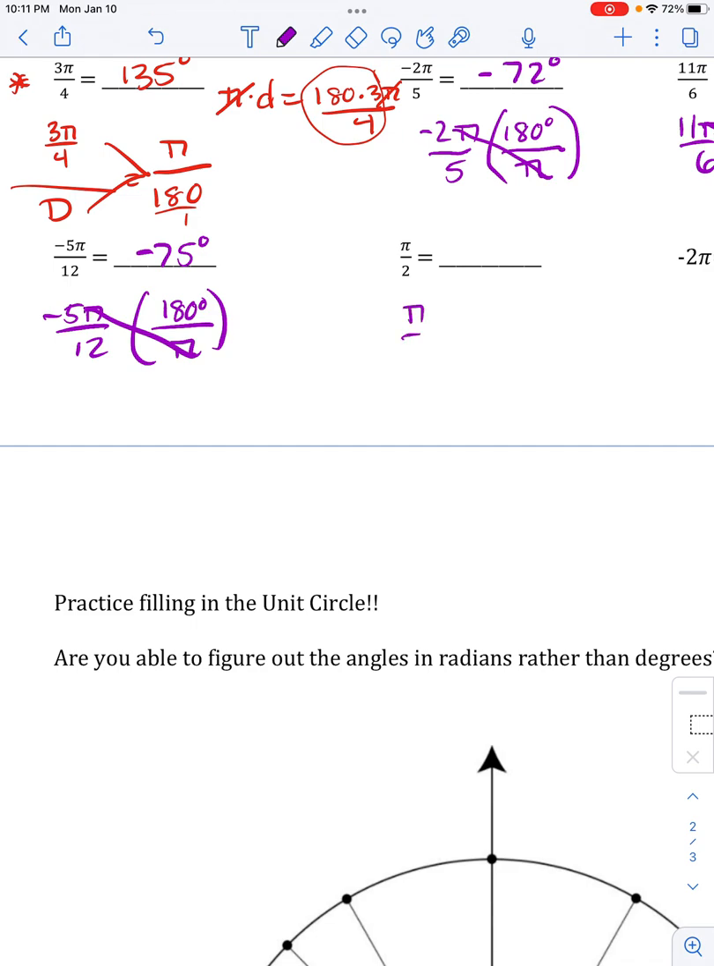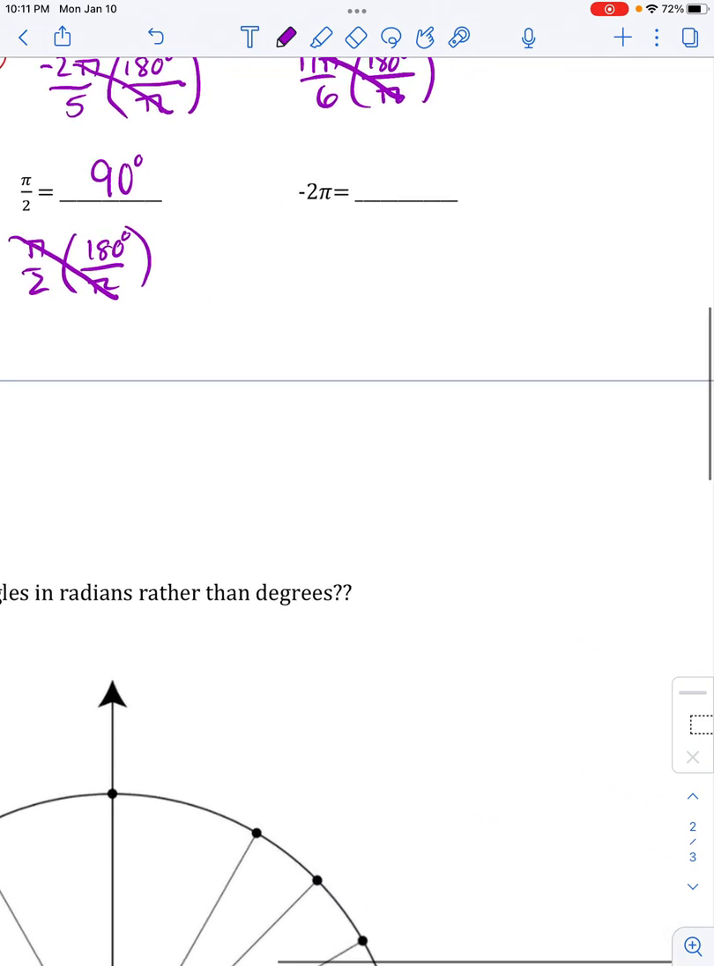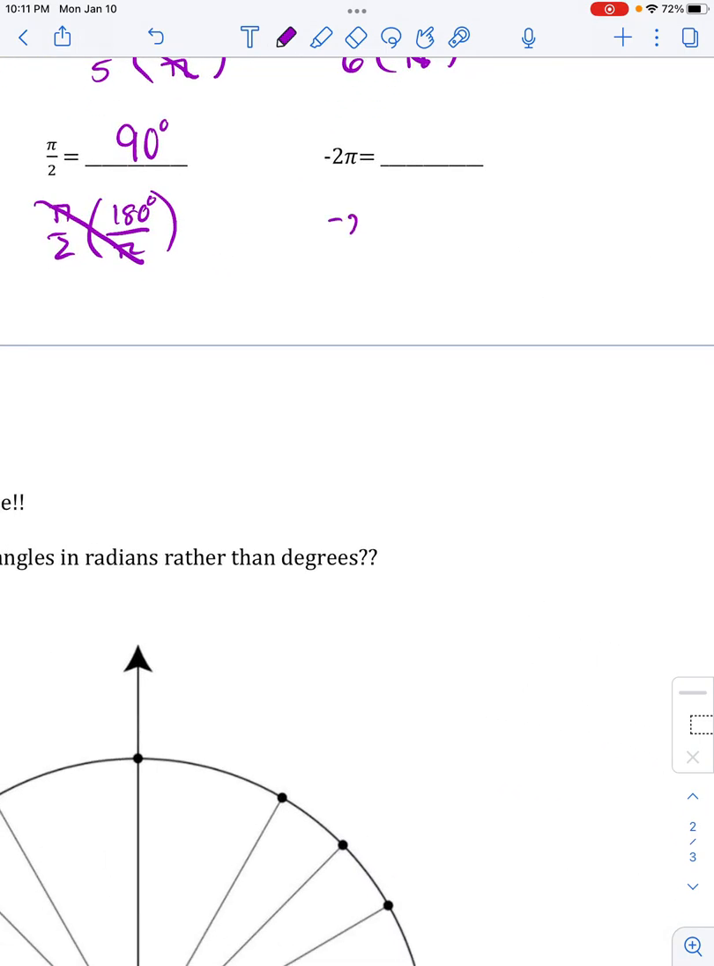Pi halves. Pi halves times 180 over pi. Because I'm going from radians to degrees, I want to end up with degrees. Radians cancel. 180 over 2 lands me at 90. 2 pi is all the way around the circle, so think about that. Negative 2 pi, and then you're multiplying by 180 over pi, which is our conversion. That's like being over 1. So these cancel, and I get negative 360.